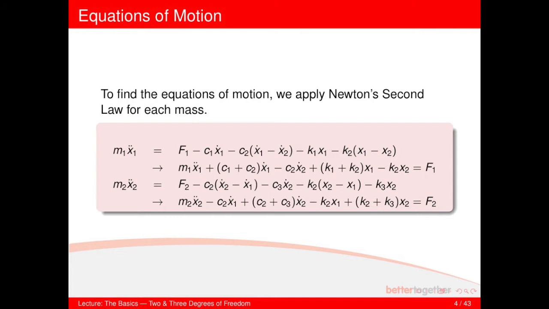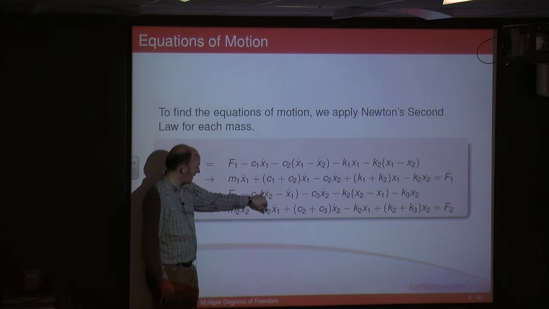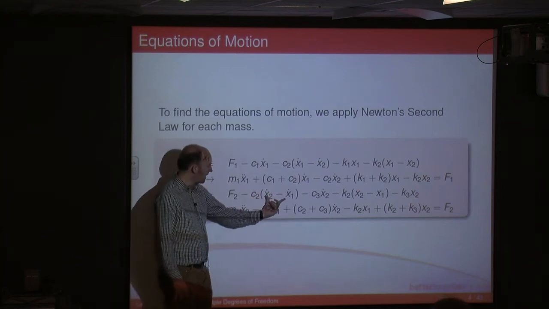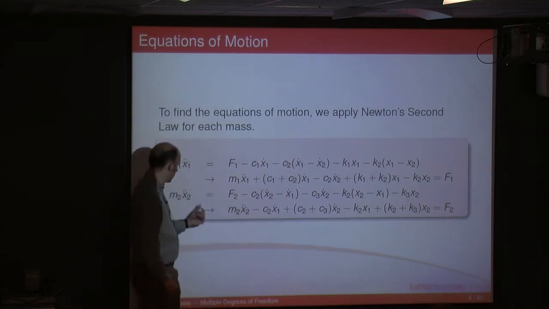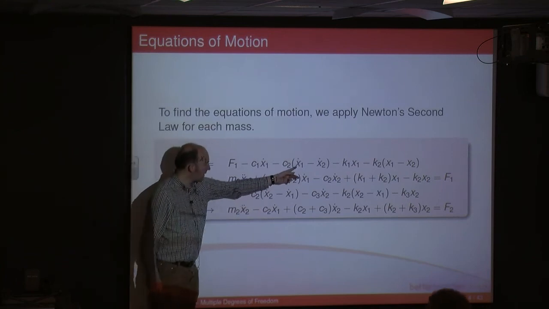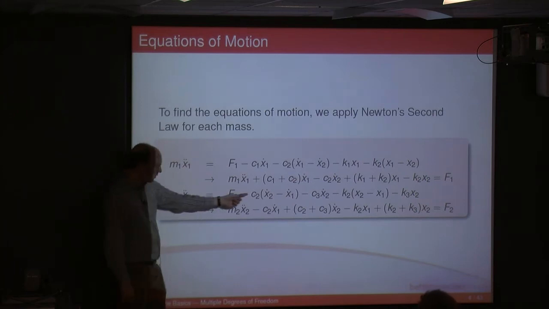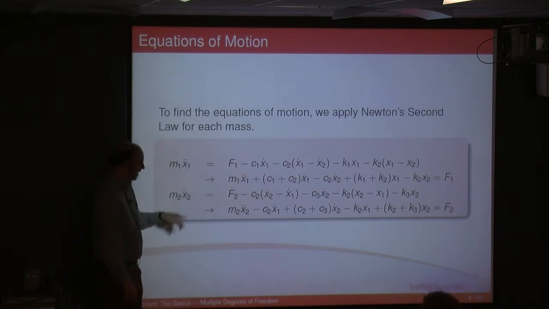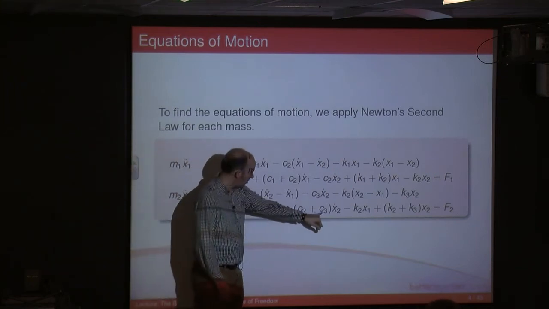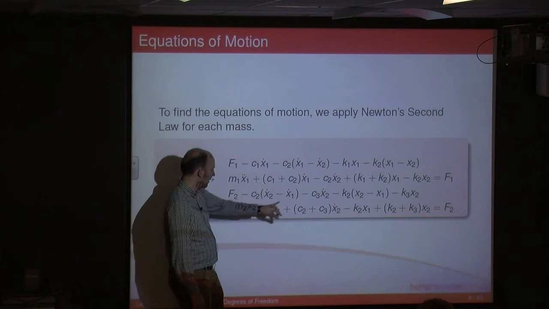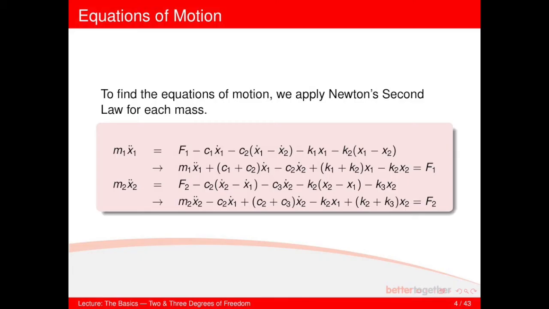You can repeat the process for the second mass. Now we've got the relative velocity, but this time it's x2 dot minus x1 dot. Notice that it swaps: you start with the term that you're referring to. Here we've got x1 dot minus x2 dot because I'm dealing with x1, and here x2 dot minus x1 dot because I'm dealing with x2. You do the same thing again, and down here we've got C3 as well, so there's a C3 term, and K2 and K3. So those are two equations, this one here and this one here.